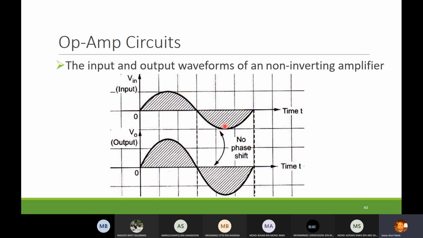So this is the waveform. The first one goes from zero up to V maximum, back to zero, then down to negative V. This is the same, but the value of the voltage will be different because it amplifies, so it will be higher. So there is no phase shift between the input and the output waveform for a non-inverting amplifier.